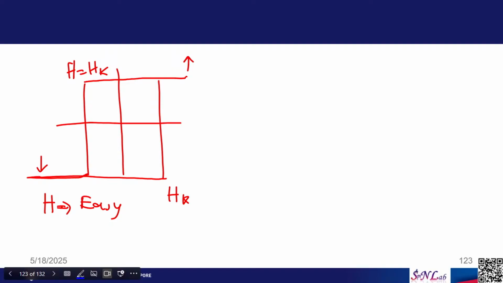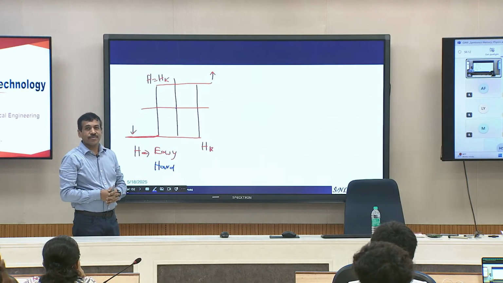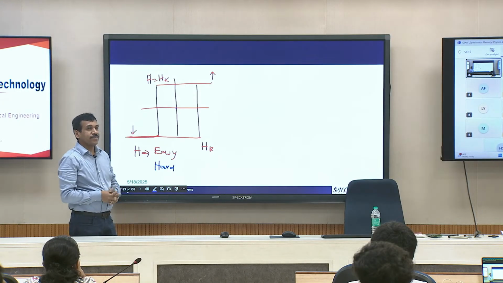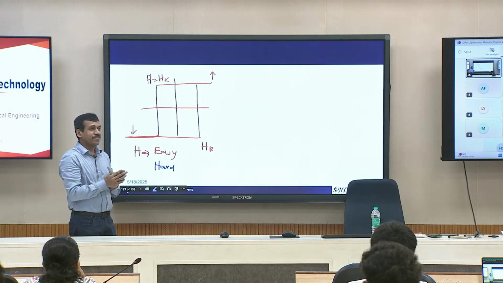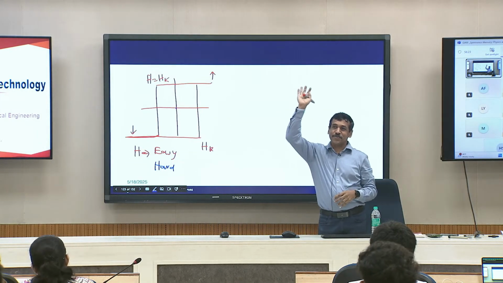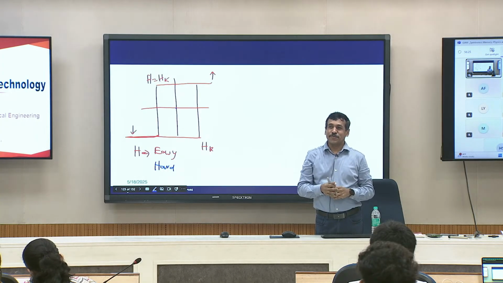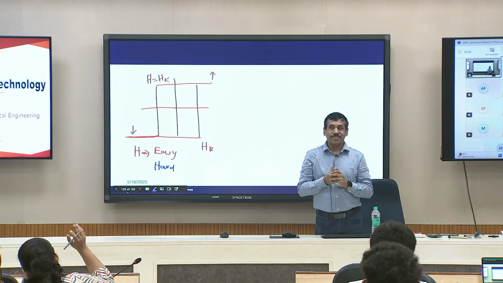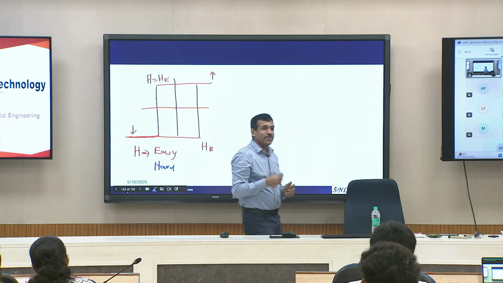Let us say now I apply magnetic field in the hard direction. Let us say I start from here. So, how will my path look like? Will it be a straight line or will it be curved? Curved. How many of you say curved? How many of you say it will be a straight line? Okay, straight line is majority and winner.